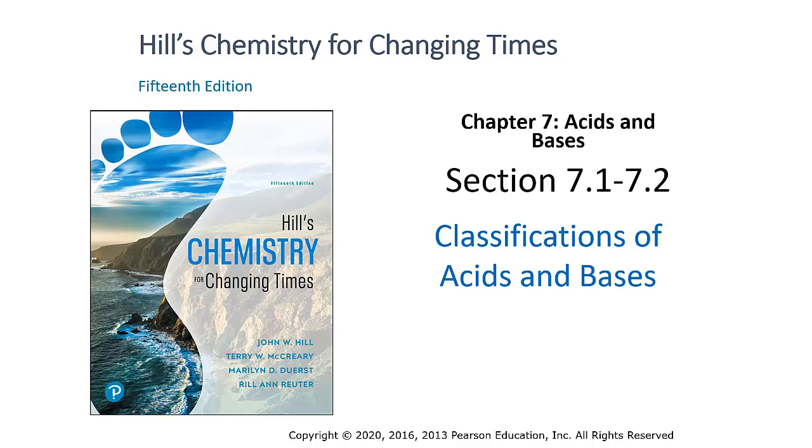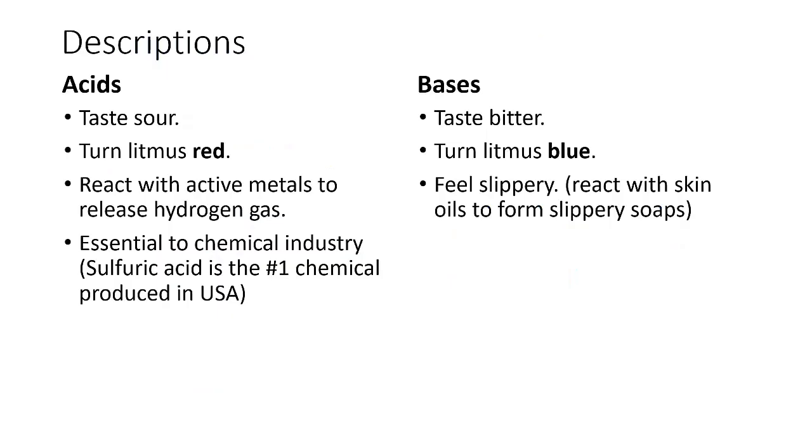Chapter 7 is all about the base and the acid. So today we're going to start out with section 7.1 and 7.2, which is discussing the classification of acids and bases. To begin with, your textbook describes them as either sour or bitter, or maybe turning litmus paper red, or maybe turning litmus paper blue.